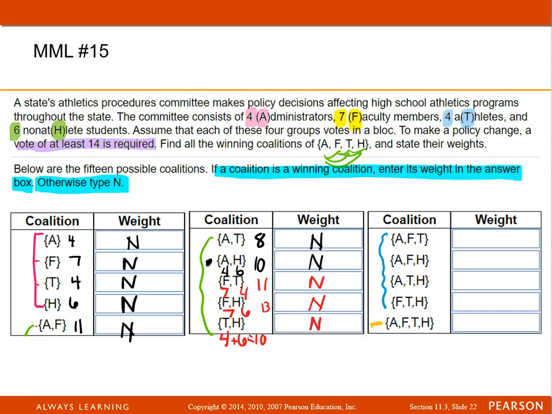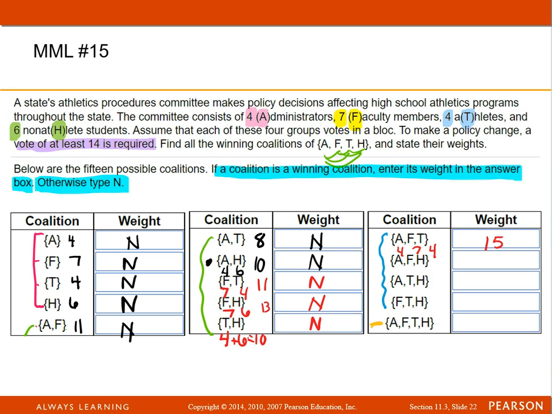Where's my winners? We're looking for 14. None of the doubles are 14? I guess not. All right, A, F, and T. A is 4, F is 7, and T is 4. Ding, ding, ding. There we go. That adds up to 15. 15 is a winning coalition.